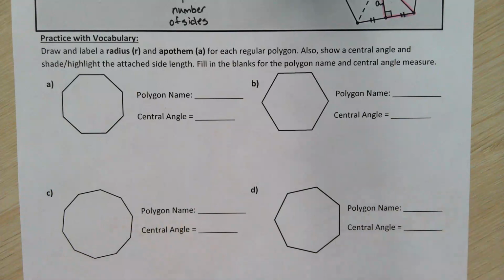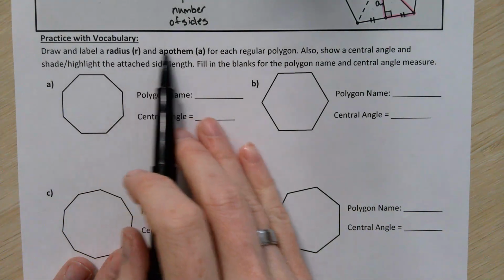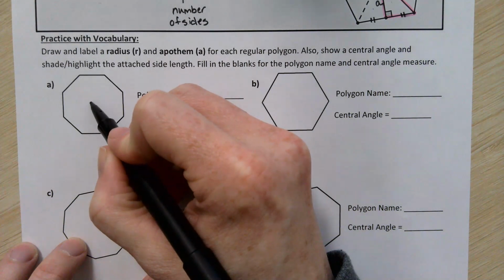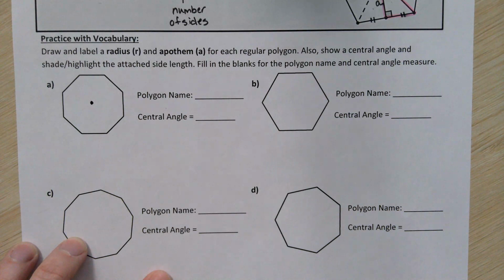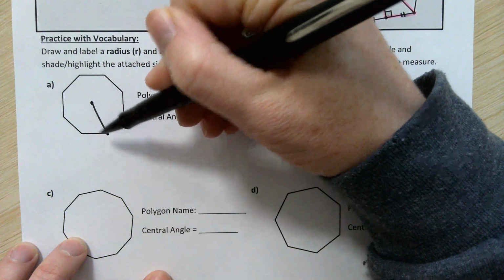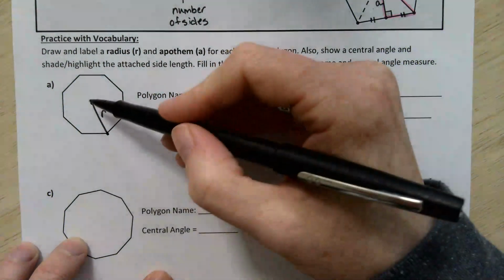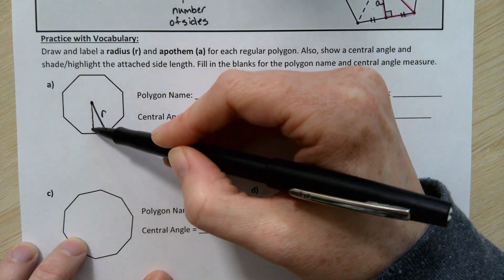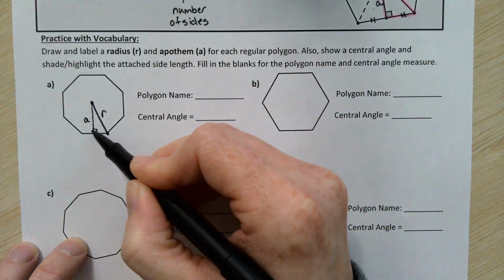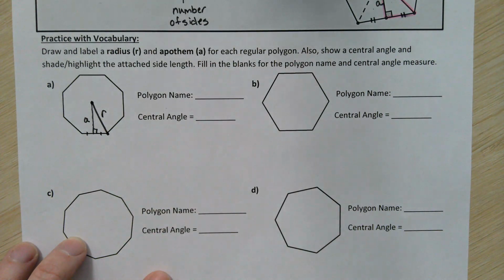So what we're going to do for each of these problems is first and foremost, we're going to draw and label a radius and an apothem. So all of those are connected to the center of the shape. The radius is going to be connected to the vertex, so that would be an example right there of a radius. The apothem, remember, is connected to the midpoint of the side. So that would be the apothem. It makes a right angle, so we're going to draw that in and then mark that those 2 segments are congruent.